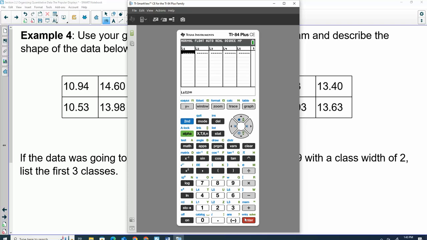All right. So now what we're going to do is type in that data. So I'm putting it all in L1 for list 1. You're typing in those points in that table. It doesn't matter what order you put them in, so if you miss one, you can type it in at the end. It's not a big deal.